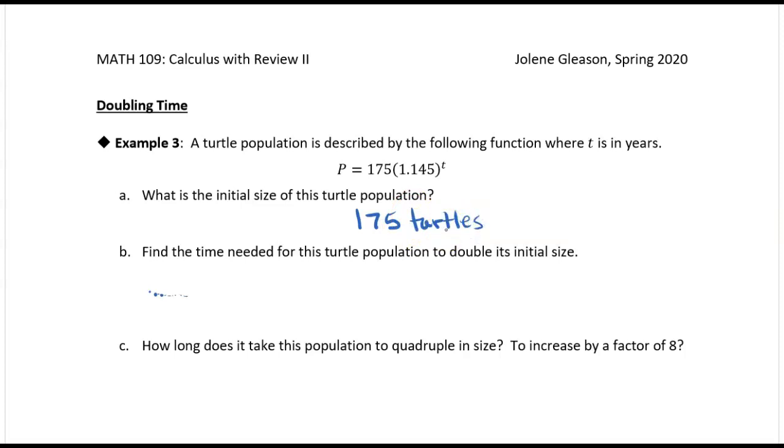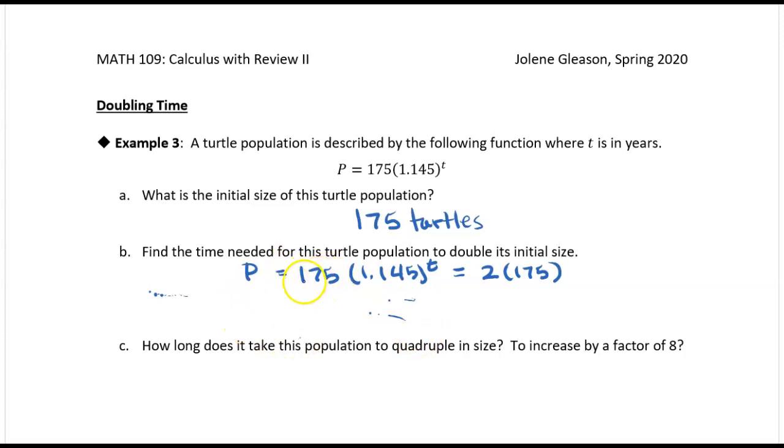The next thing we want to find is the time needed for this turtle population to double. So we have P equals 175 times 1.145 to the t, and we want to know when it is going to be 2 times its initial size, so 2 times 175. We want to solve that for t.